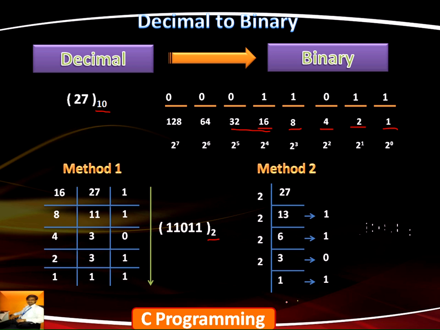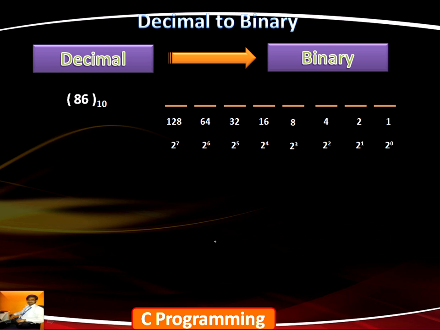But here we consider the values from bottom to top. So this is how we need to consider. So this is the decimal value, and its respective binary value is going to be 11011 to the base 2. Let us understand this much better with another example.